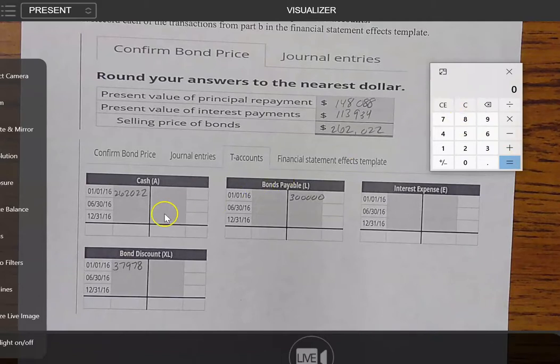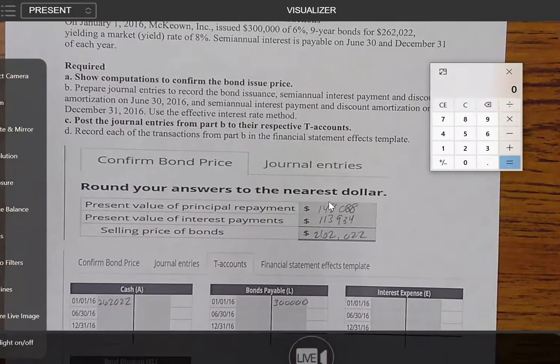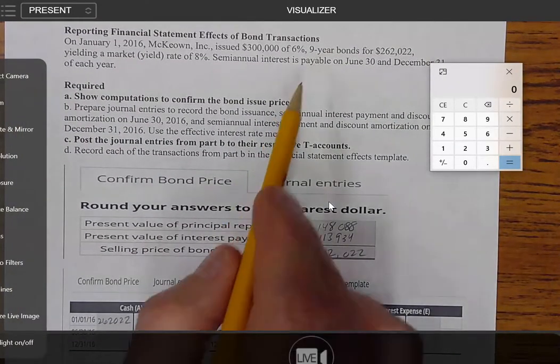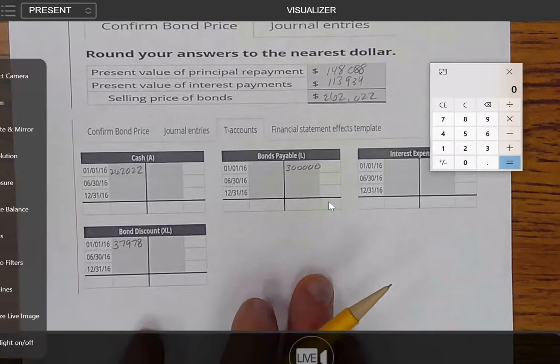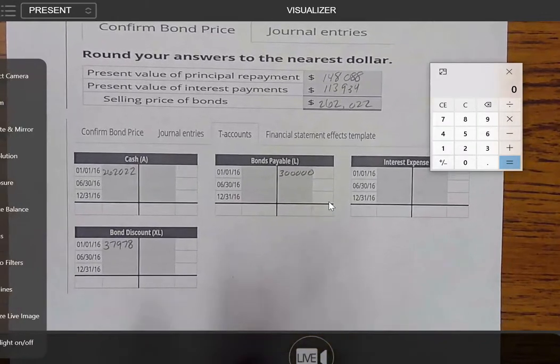When we get to June 30th of 2016, we are going to pay cash. And we saw the amount on that website. It gave it to us. Well, we don't really need that because we know that we have a $300,000 bond, and we also know that it was issued at 6%. Now do recall this is a semi-annual interest payment, so we have to take that 6% and cut it in half. Okay, we're going to take that and multiply it by our 300,000.